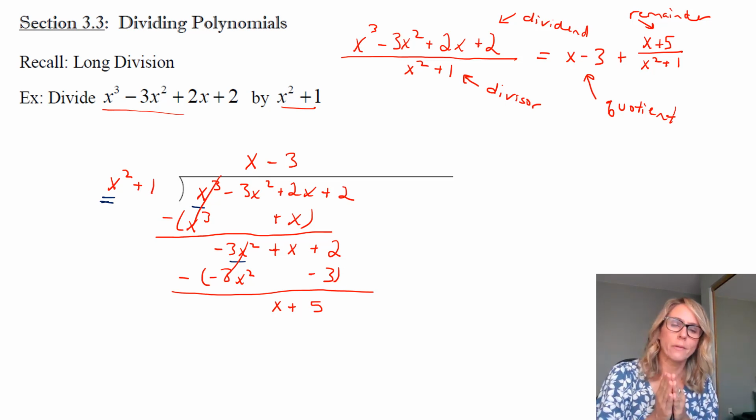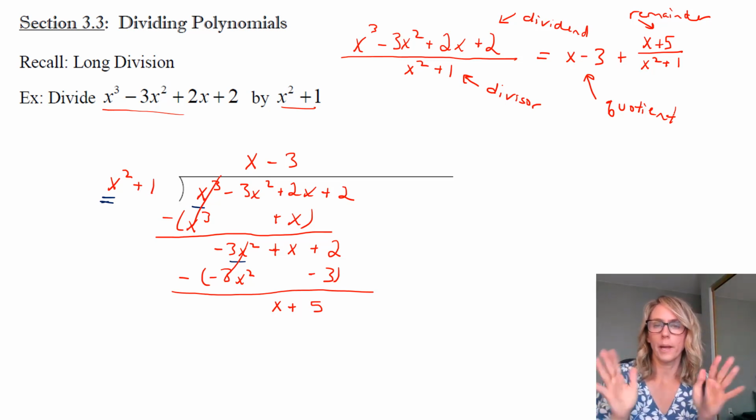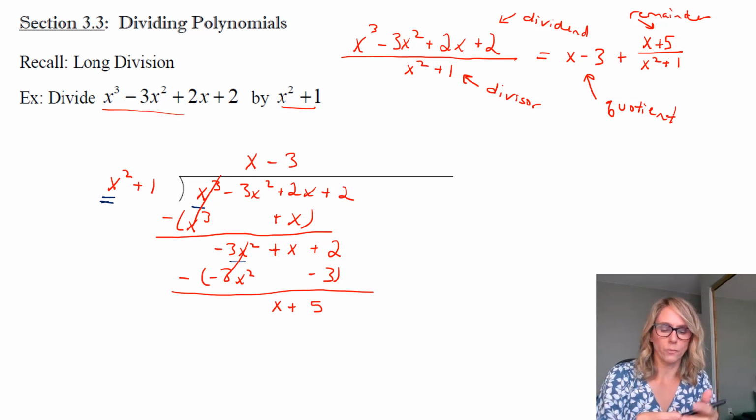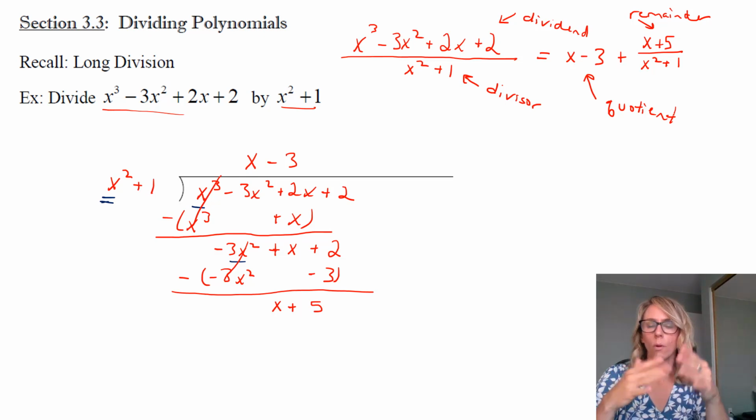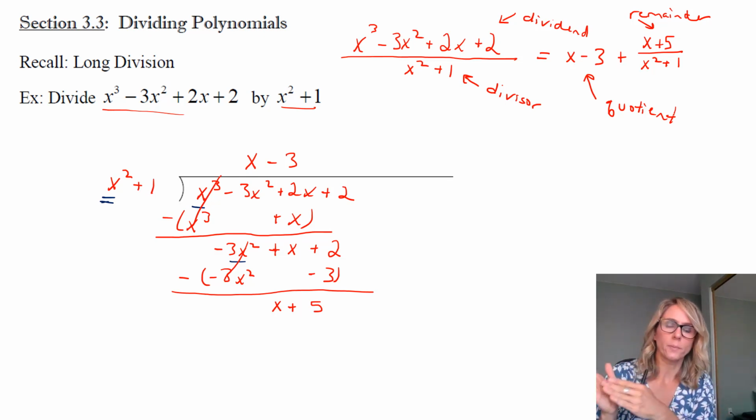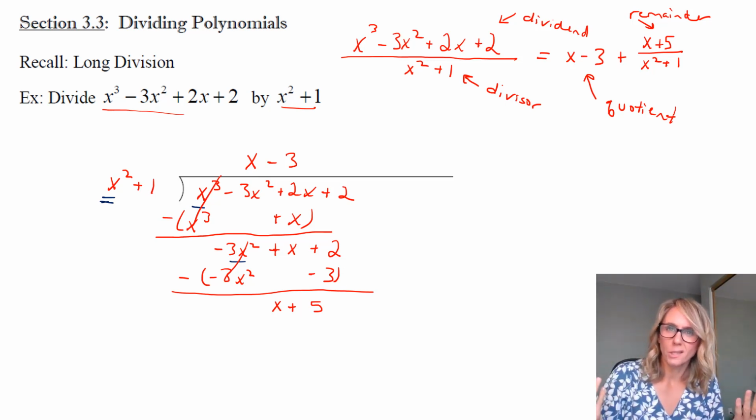Now, understand that if you were to multiply both sides of what I have here by x squared plus 1, there's no reason for us to do that, but if you did, the left side would just be what you started with, your dividend. And the right side would end up being the same thing. When you multiply x squared plus 1 times x minus 3, you get that whole dividend except for the x plus 5, and then you add x plus 5 to it, and that gives you the dividend at the top. So the two sides are equal. You're just rewriting it by doing the division, essentially.